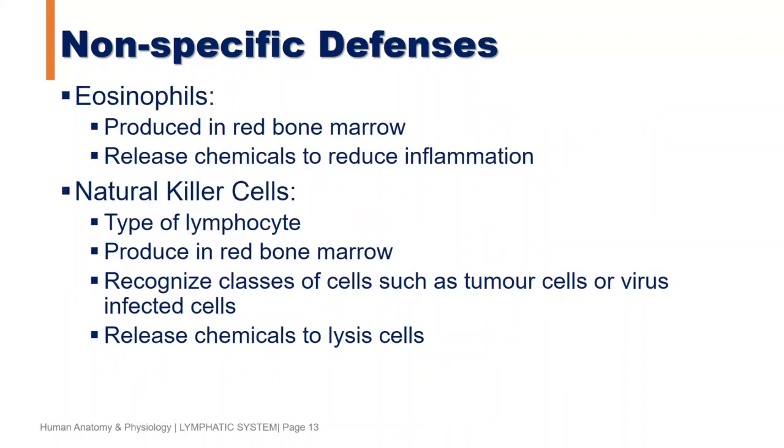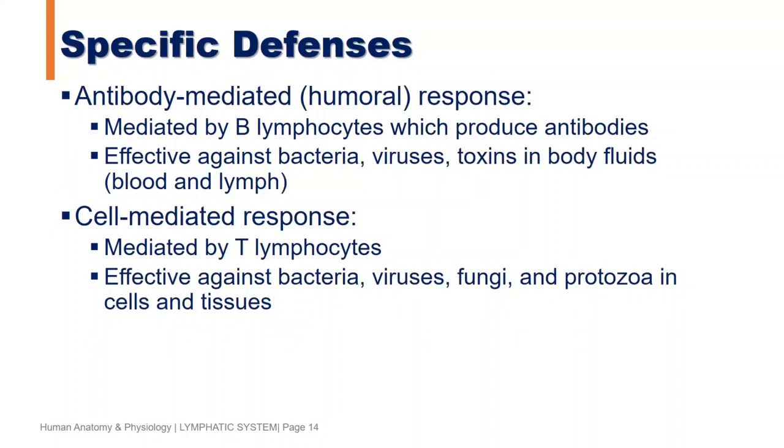Non-specific defenses: eosinophils are produced in red bone marrow and release chemicals to produce inflammation. Natural killer cells, a type of lymphocyte produced in red bone marrow, recognize classes of cells such as tumor cells or virus-infected cells and release chemicals to lyse cells. Specific defenses: antibody-mediated humoral response, mediated by B lymphocytes, which produce antibodies, effective against bacteria, viruses, and toxins in body fluids.